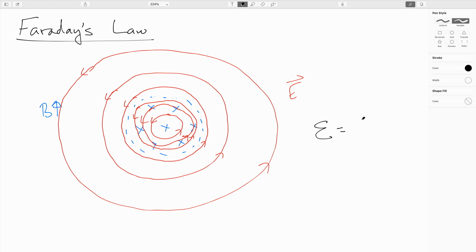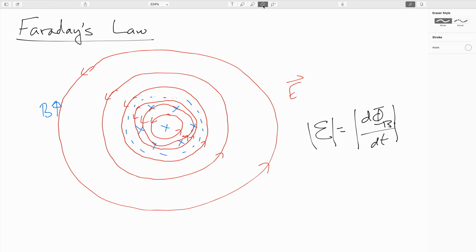Now at the moment, we're just going to work in magnitude. Eventually, there's going to be a minus sign that shows up in this equation, but for now, we'll just work in magnitude. It turns out that the magnitude of our induced EMF is the time rate of change of the magnetic flux through the loop in question.